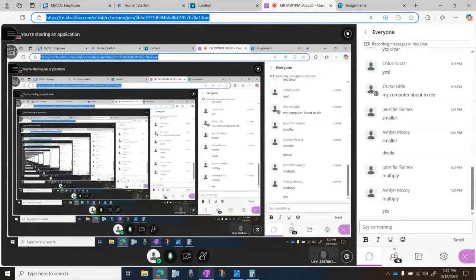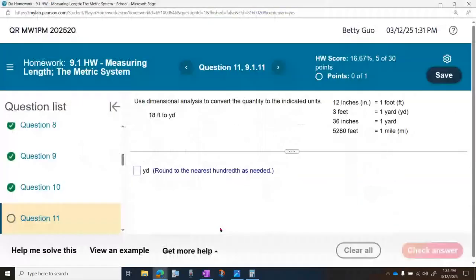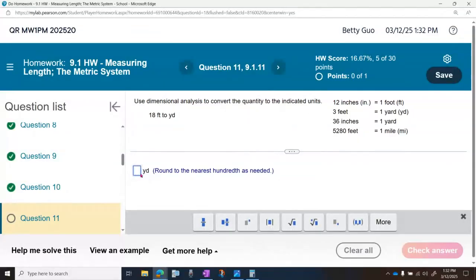Okay, very good. This one is foot to yard. Similar to the earlier one, the conversion factor between foot and yard is 3. And we are going to find a number in front of yard. Compared with the foot, a yard is a bigger unit. So we want a smaller number in front of it.